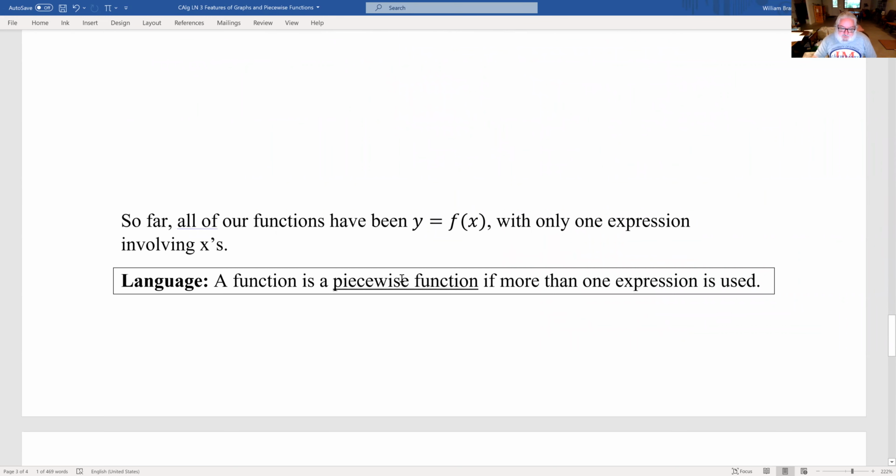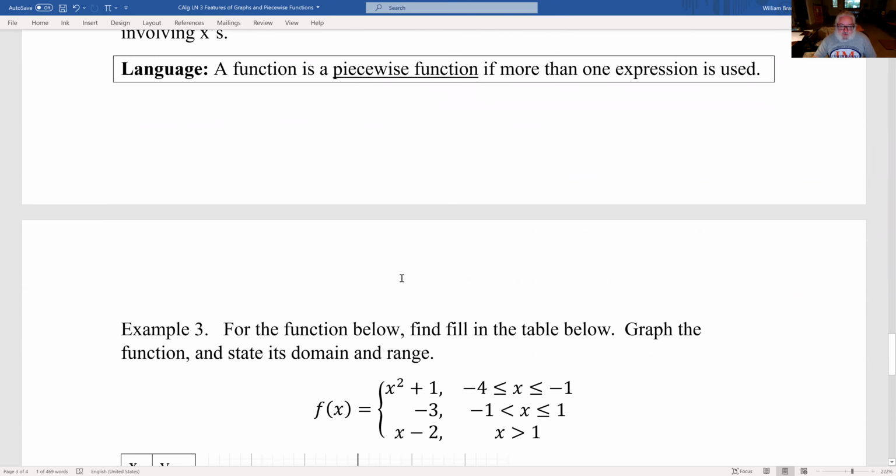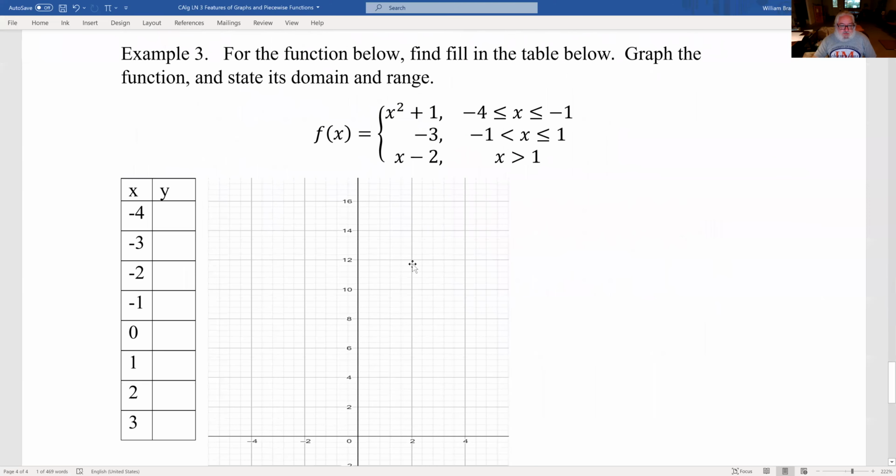We're going to talk about piecewise functions now, and this means that we're going to use more than one expression. So this is a piecewise function. And what it's got is three different formulas, x squared plus 1, minus 3, and x minus 2. And then it's got three different intervals. And the rule is for each input x, you use the appropriate interval.